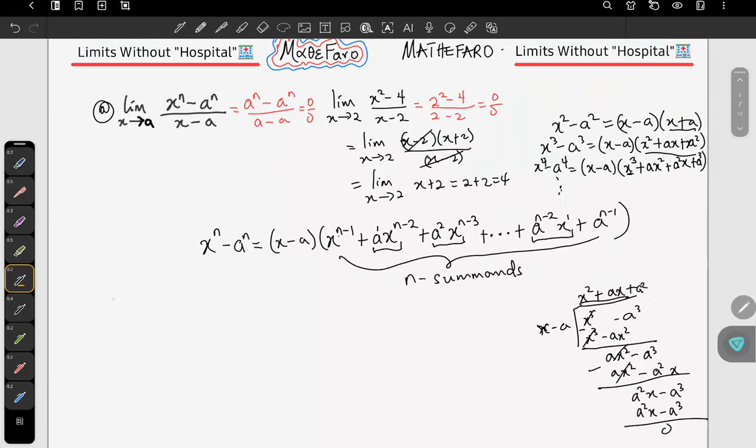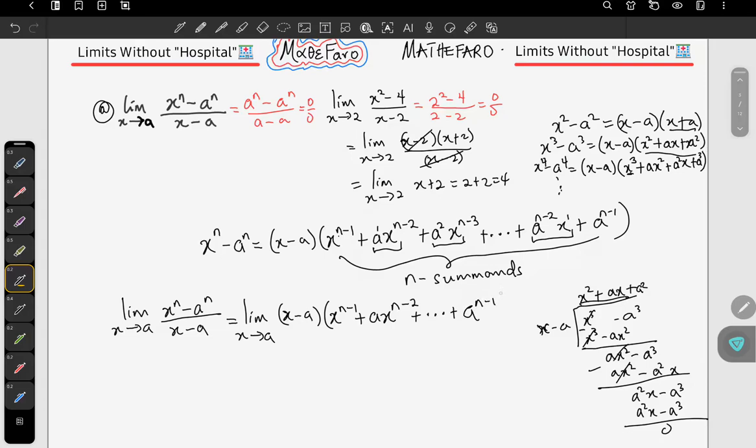So let us now come back to the question. If we have the limit as x approaches a of x raised to power n minus a raised to power n over x minus a, we can write this as the limit as x approaches a of x minus a, using the factorization that we have up there, times x raised to power n minus 1 plus a times x raised to power n minus 2 up to the last one, which is a raised to power n minus 1, all over x minus a.